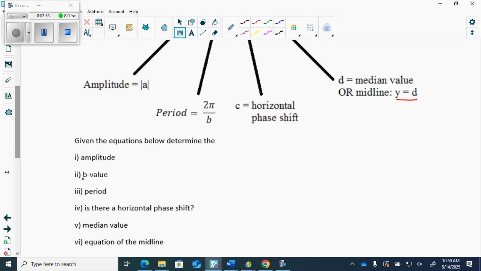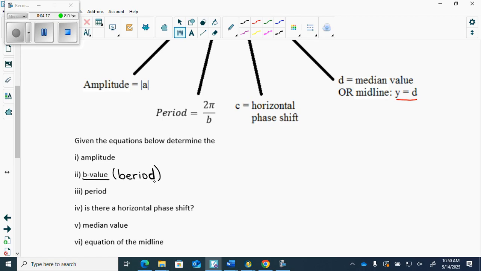The next thing it wants is the B value, which I call the period. This is not a real word. Do not write period on your diploma. They will have no idea what you're talking about. But the reason why I call it the period is so that when they ask you for the period, you don't put the B value in it, which I get all the time. That's a common error. People will give me the B value as the period.